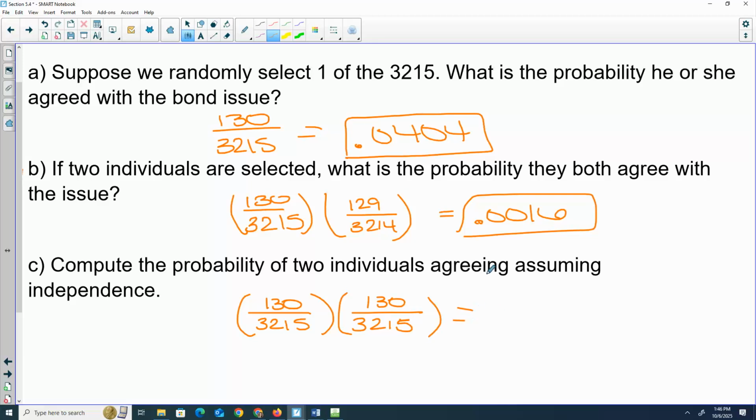Okay, so if they were independent, what would we have gotten? Can we just take 0.0404 squared? Yes. If you only round to 4 decimal places, these look the same, but I think there is a difference. This is like 0.1635 and this was 0.1623. Very similar probabilities. And that's because the sample is pretty big, 3,215. If you had a small sample, they would be more different. The bigger your sample gets, the closer those probabilities are.